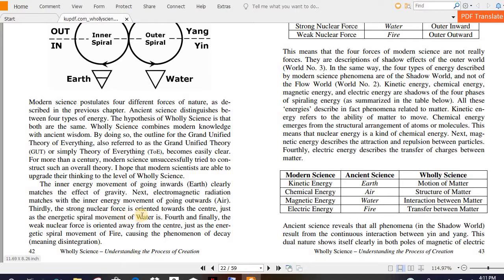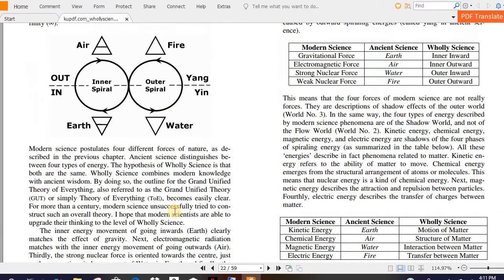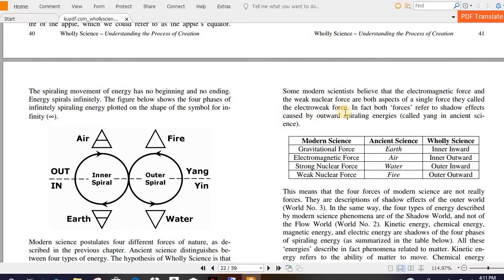Thirdly, the strong nuclear force is oriented toward the center, just as the energetic spiral movement of water is. Fourthly, the final and weak nuclear force is oriented away from the center, just as the energetic spiral movement of fire, causing the phenomenon of decay, meaning disintegration. Wow. See? Some modern scientists believe that the electromagnetic force and the weak nuclear force are both aspects of a single force they called the electroweak force. In fact, both forces refer to shadow effects caused by outward spiraling energies called yang in ancient science.